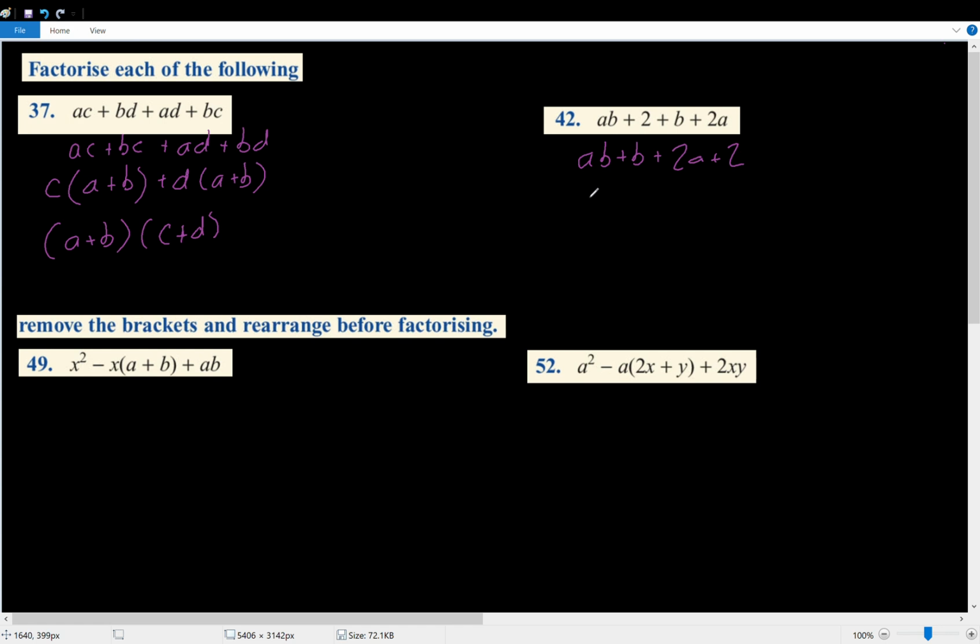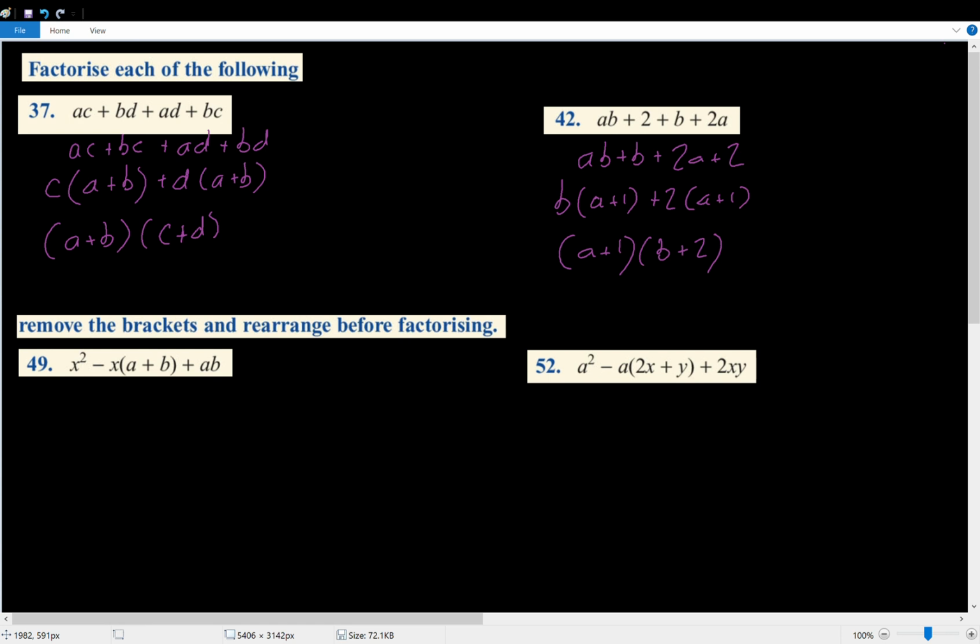And now from our first two, our common factor is going to be B. So we're going to have B times A plus 1. And from our second two, our common factor is going to be 2. So we're going to have 2 times A plus 1. And then we put the brackets together, so we get A plus 1, and then we can put what is outside the brackets together, B plus 2, like that.